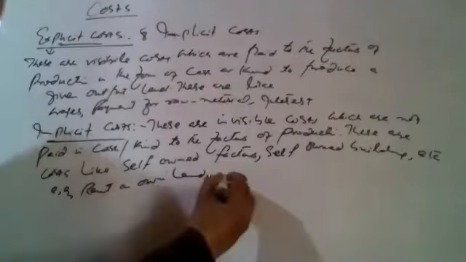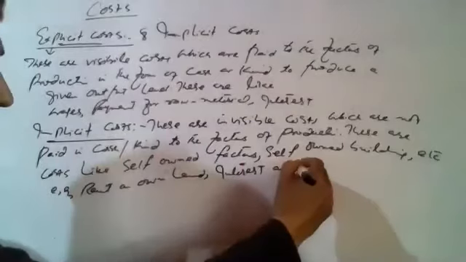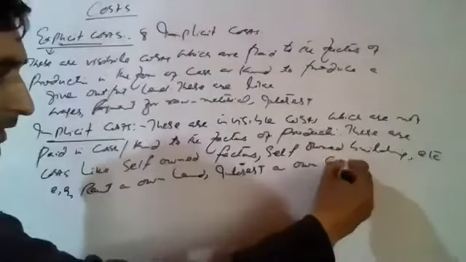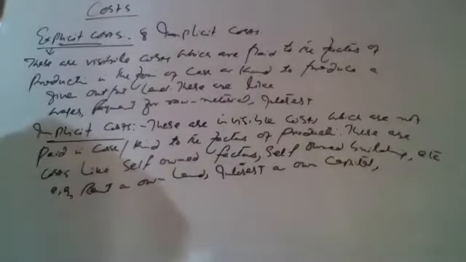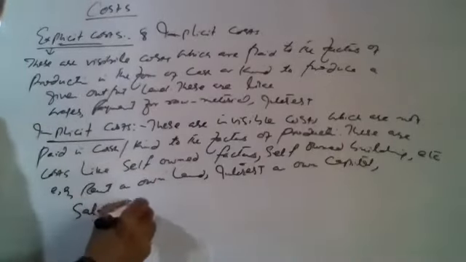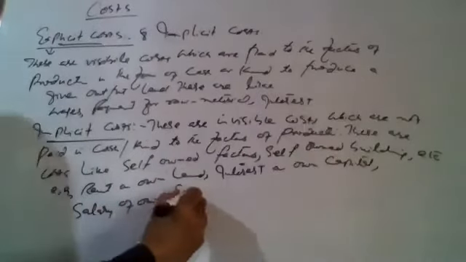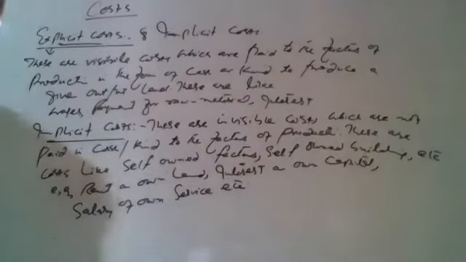है ना? Interest on own capital. Rent, wage, interest. Interest on own capital. अपने घर के लोग खेत में जाते हैं, वो वहां काम करते हैं. Salary of own service. That's it. So these are implicit costs.